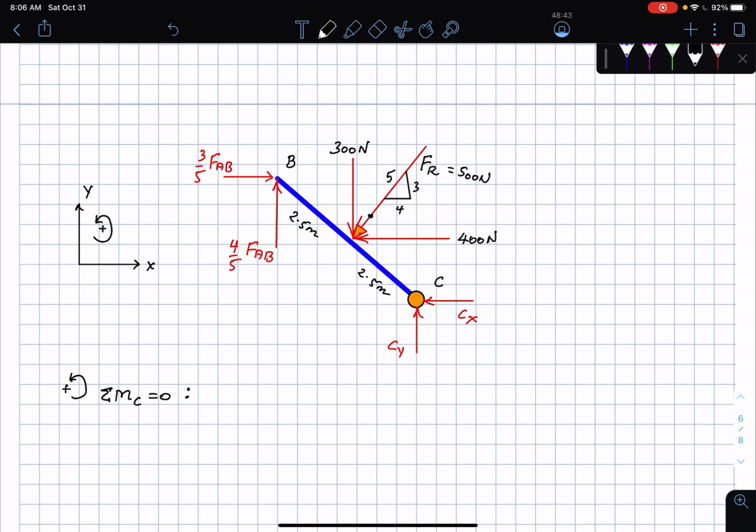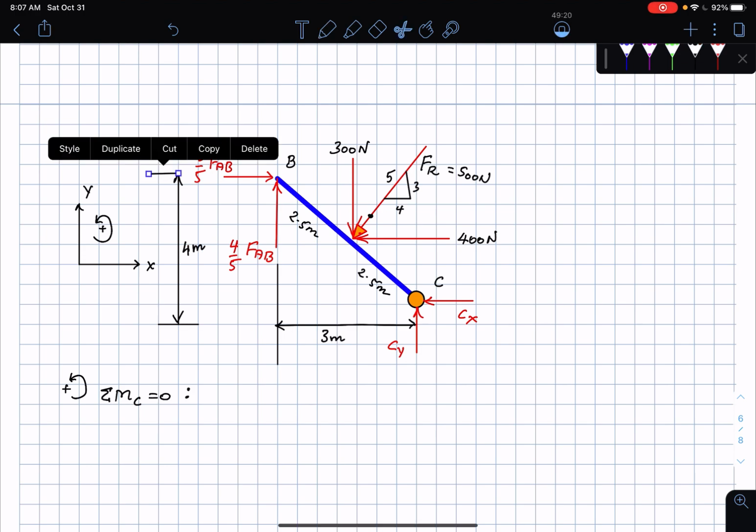If I sum moments, here is what I'm going to end up with. I'm going to have 3/5 FAB clockwise, which produces a distance. So let me mark the distances. That might be useful. All the way from here to here, that's going to be a distance of 3 meters. And then all the way from the top here to the bottom here, that's going to be a height of 4 meters. Let me make these dotted lines.